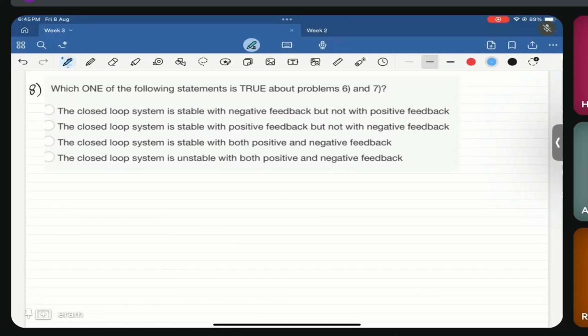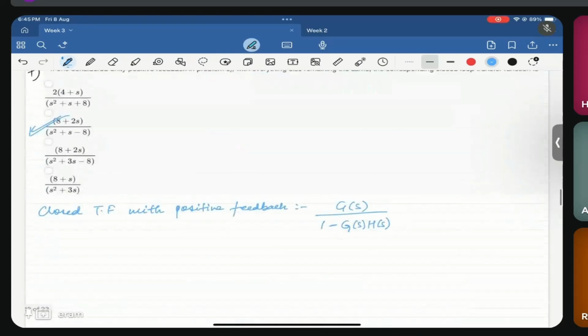So for the earlier two questions, which statement is correct? The first statement says that the closed loop system is stable with negative feedback but not with positive feedback. So we have to comment on the stability, whether the negative feedback closed loop system was stable or unstable, and whether the positive feedback closed loop system was stable or unstable. We have to comment on the stability of these two.